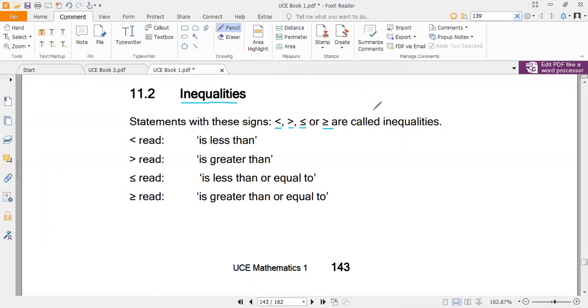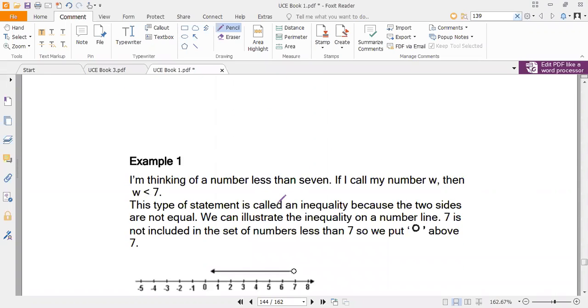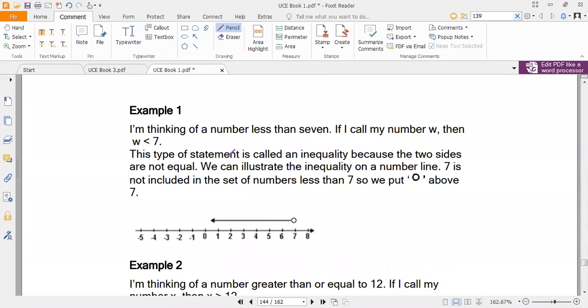So this sign here, we read it as less than. Then this one here, we read it as greater than. Then this, we read as less than or equal to. Then this is what we read as greater than or equal to. So let's look at an example.